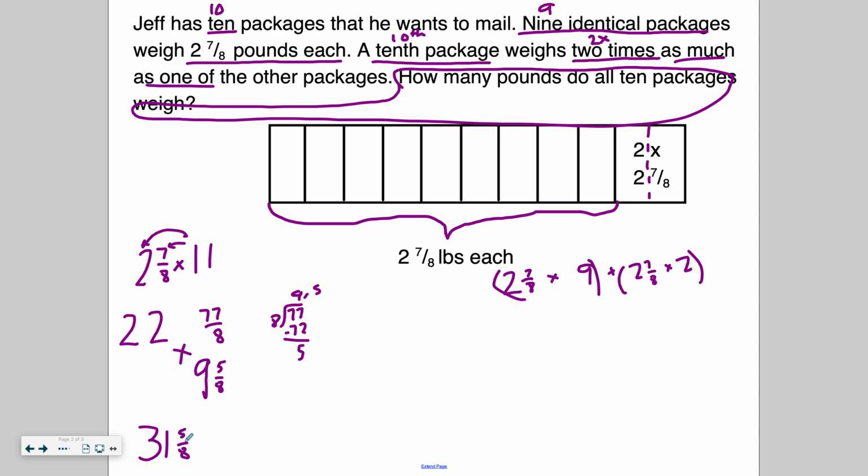So I have 31 and 5/8, and I want to answer this question: how many pounds do all 10 packages weigh? They weigh 31 and 5/8 pounds. This is my final answer. And since I am answering a word problem, I could write this in a sentence.